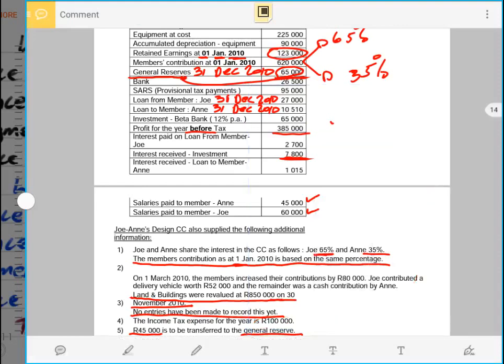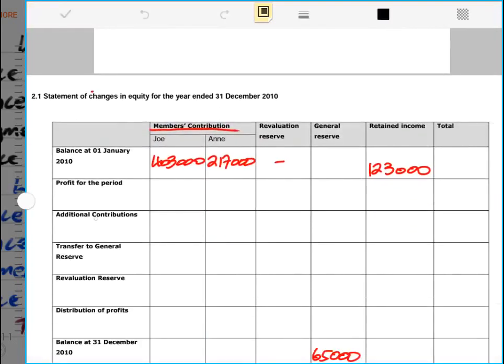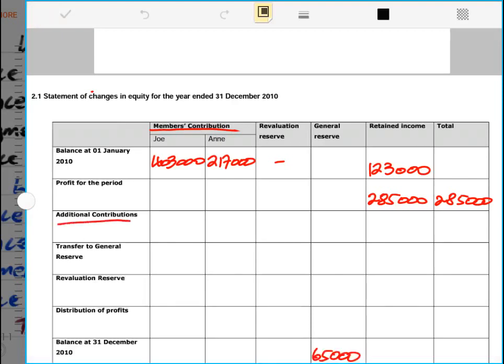So now let us record that 285,000 rands under the statement of changes in equity in the retained earnings as our profit for the year, 285,000 rands, and also under total it will be 285,000 rands. Then after we check if there was any additional capital that was contributed by the members during the year.